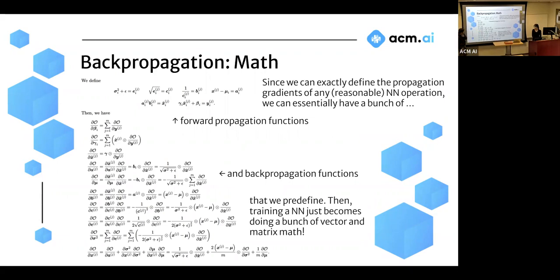And basically, what I'm trying to emphasize is that since we can exactly define the propagation gradients of any reasonable neural network operation, we can have a bunch of forward propagation functions predefined and their corresponding backwards propagation functions predefined. Then training a neural network just becomes doing a bunch of vector and matrix math.